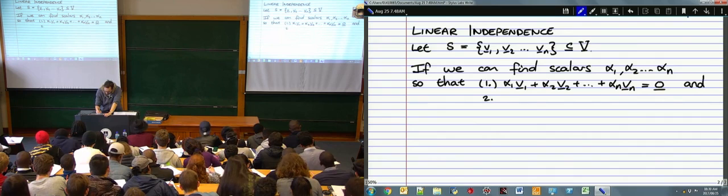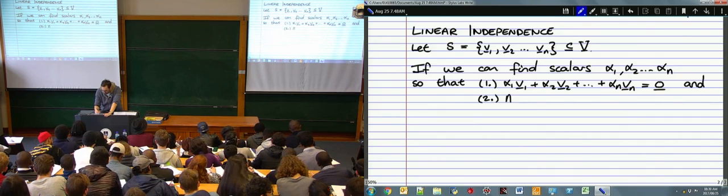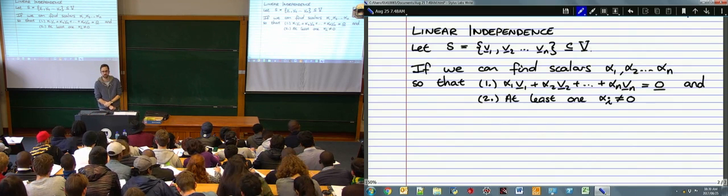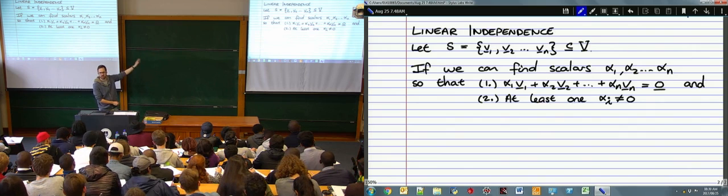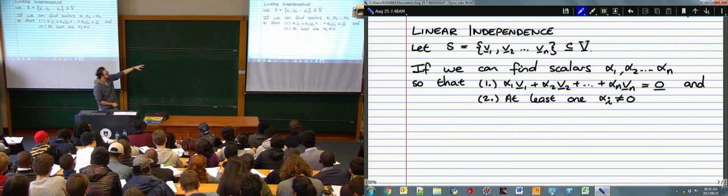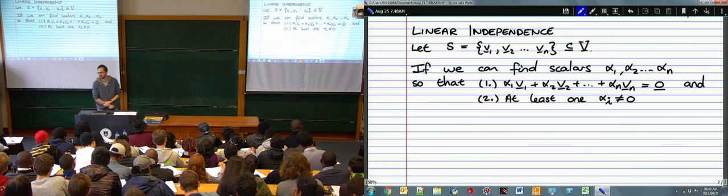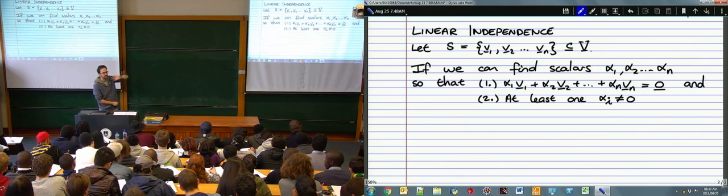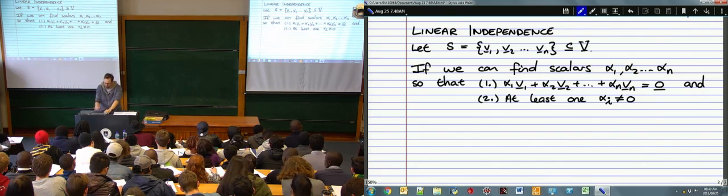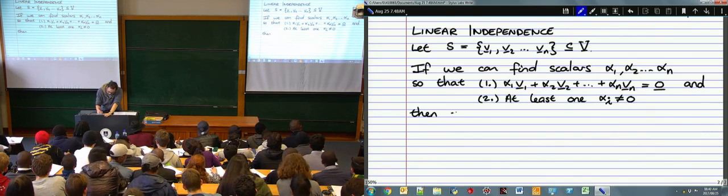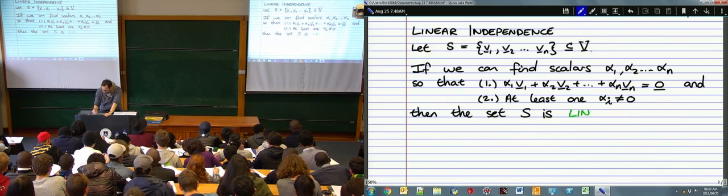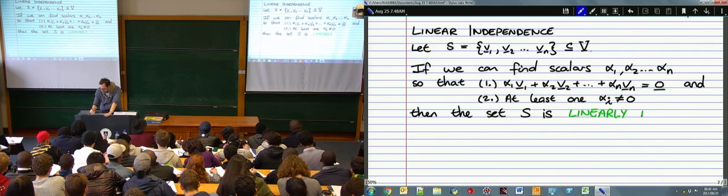and this is very important, this second point, at least one of them is not zero. Because obviously we could do this just by setting alpha 1 equal to alpha 2 equal to alpha 3 equal to alpha n, all equal to zero, and then we'll be able to make a linear combination equal to the zero vector. That's maybe not very interesting. But if we can find a linear combination which is non-trivial, and by non-trivial I mean there's at least one alpha which is non-zero, then we say that the set S is linearly dependent.